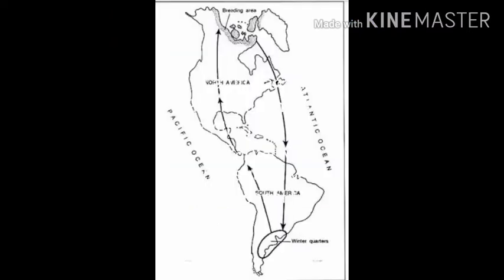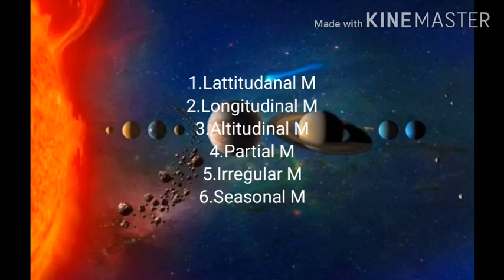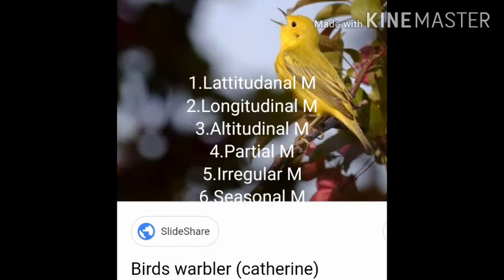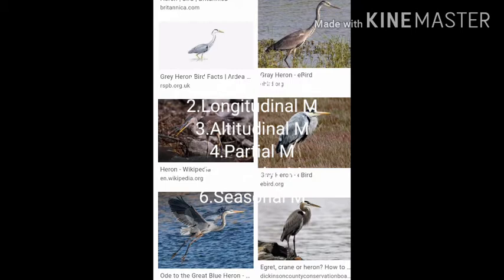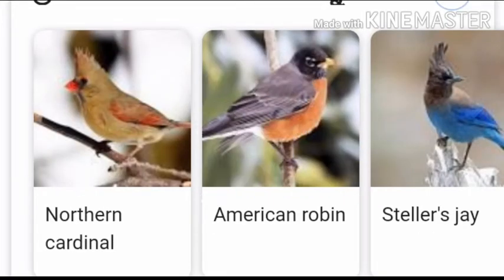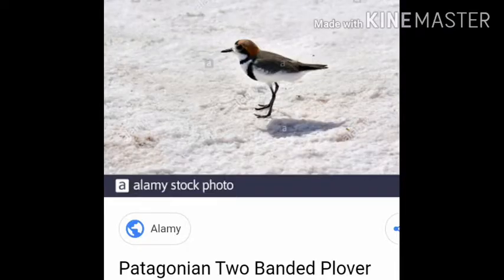According to ornithologists, there are mainly 6 types of bird migrations. Those are latitudinal migration, longitudinal migration, altitudinal migration, partial migration, irregular migration, and seasonal migration. Now I will try to explain each of them. What is latitudinal migration? In this type of migration, birds move from north to south and south to north.